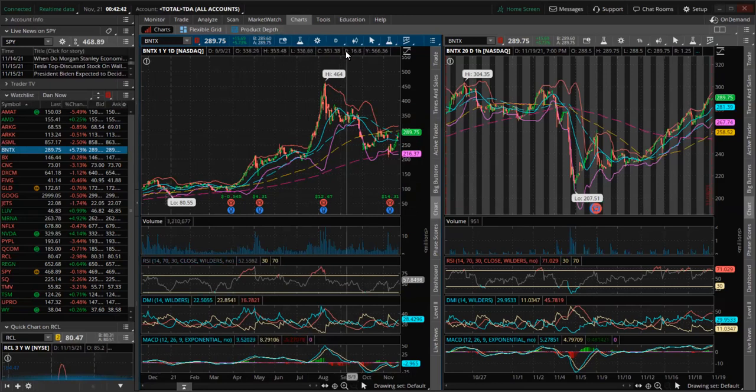I have been swing trading BioNTech shares. The last time I bought BioNTech shares was on November 4th, right around here, and then again on November 8th when it bottomed out. And that's why I'm seeing a little bit of gain at this point. I will continue to hold on to my BioNTech shares for the next couple of weeks at least.